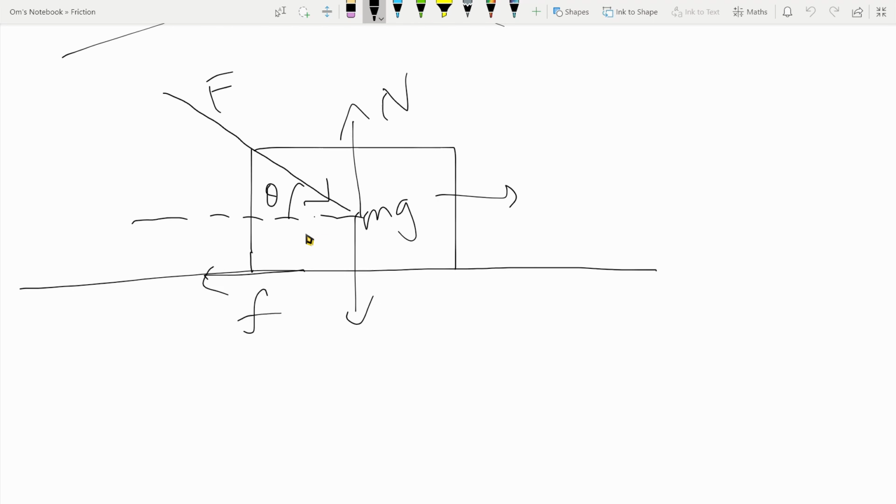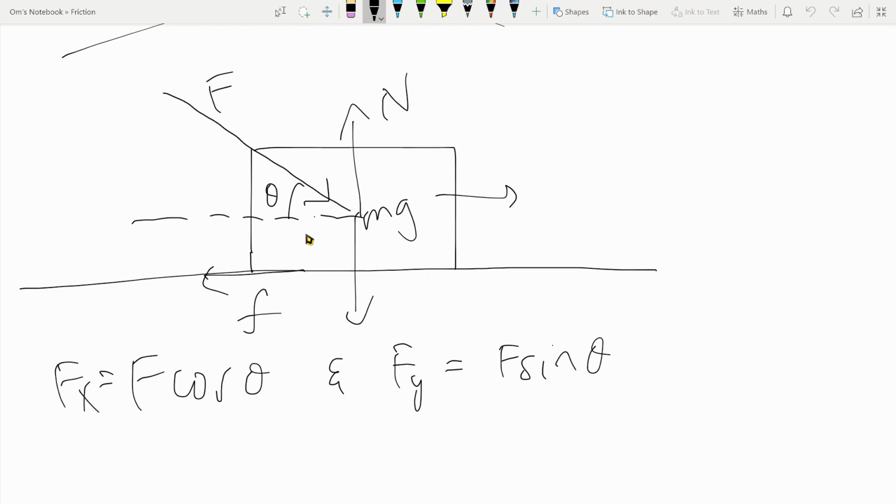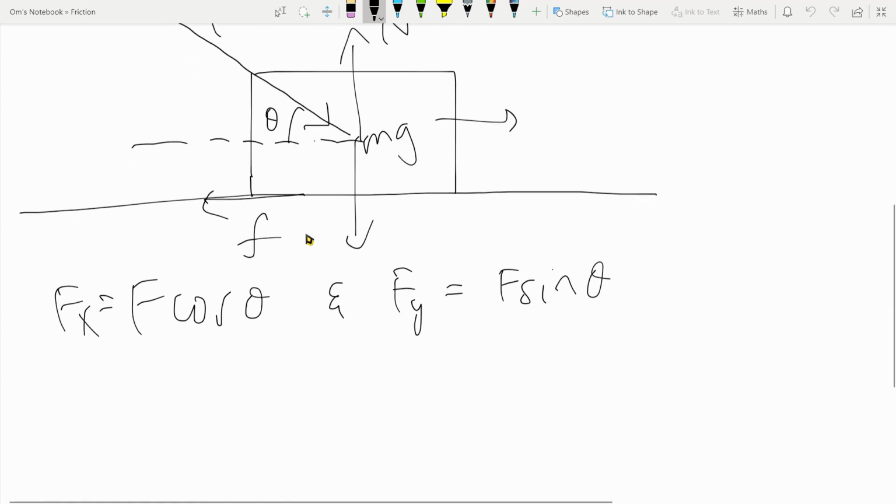So now let's try and resolve these forces into components and see why I chose to say pull and not push. Let's write the horizontal component. We can say F cos theta is the horizontal component Fx, and Fy is F sin theta. And since this force is acting downwards, and the object is in vertical equilibrium, we can write an equation for Newton's second law along the vertical direction.